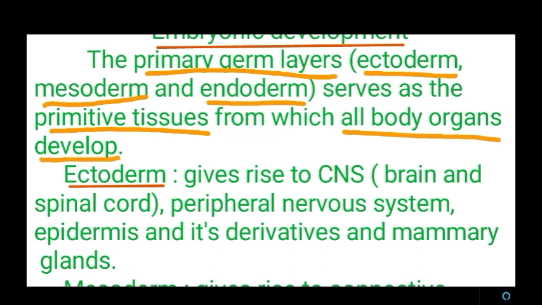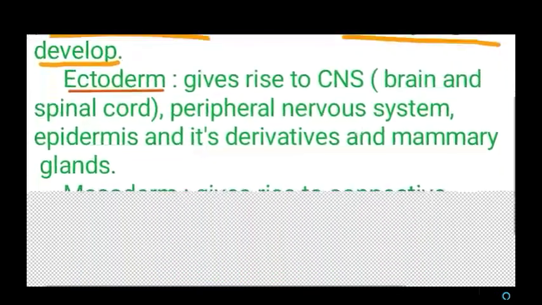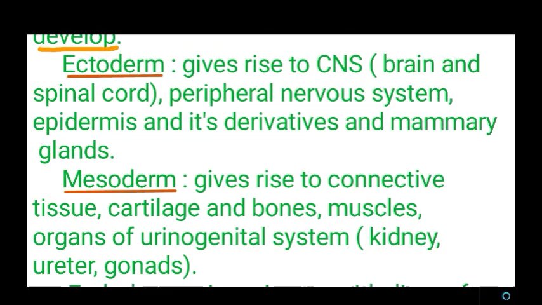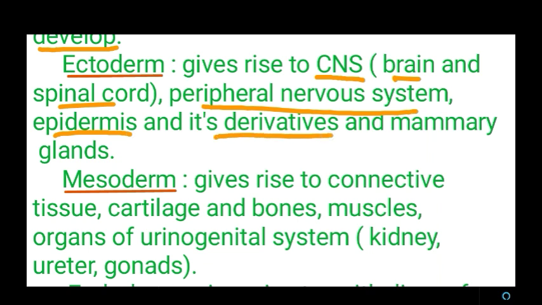Now we are going to see from which germ layer what types of organs develop. First, ectoderm. From ectoderm come the central nervous system and peripheral nervous system. Central nervous system means brain and spinal cord, and peripheral nervous system means all the nerves. The epidermis is the skin, and its derivatives are hair, nails, etc. Then mammary glands. These are the organs developed from ectoderm.